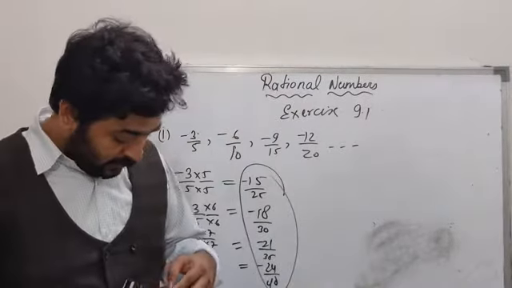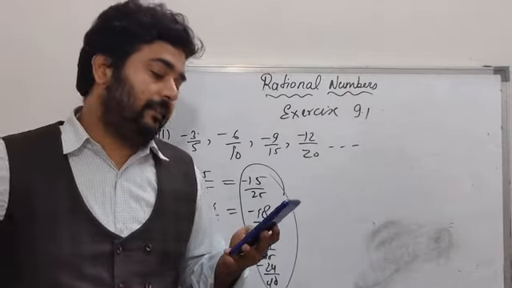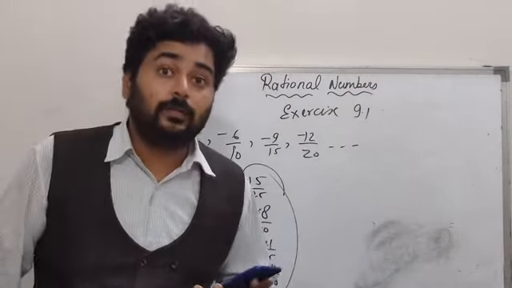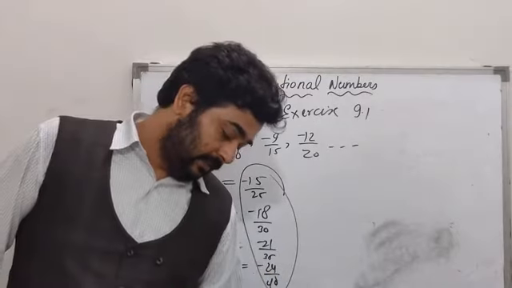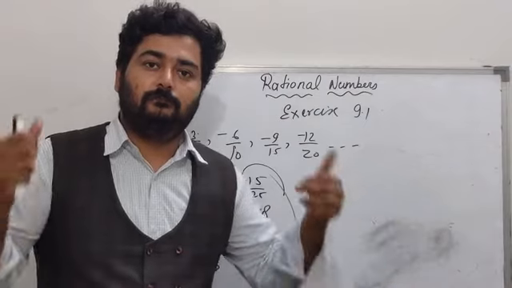So okay, now second question है, ये आपका homework होगा. Find the pattern and find 4 more rational numbers. Okay, that's it. Exercise 9.1 finish. And all the best.